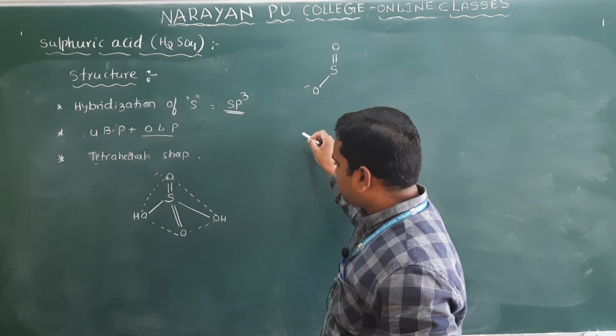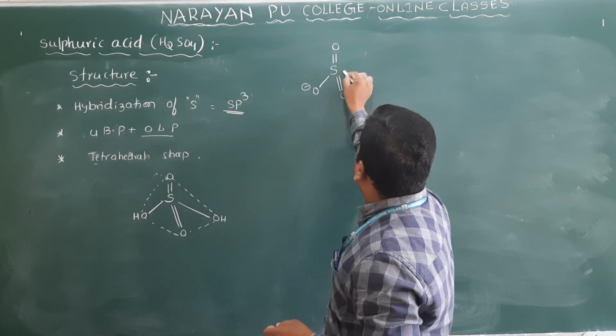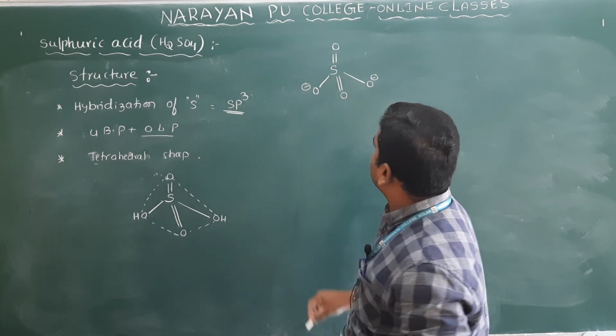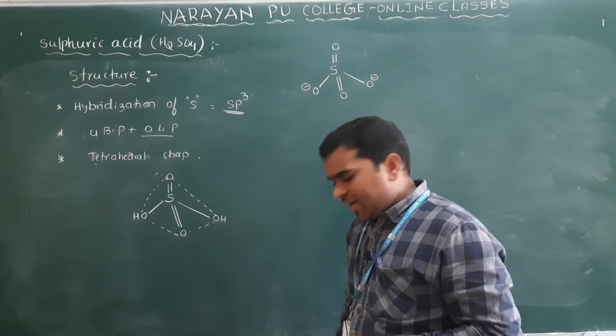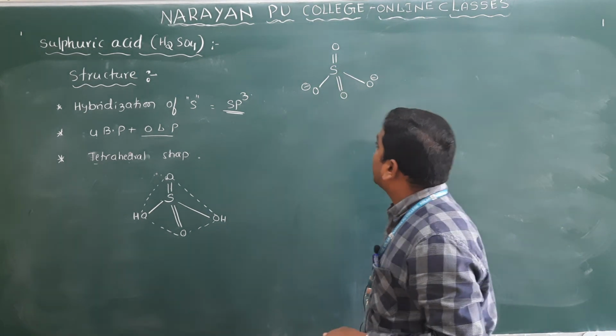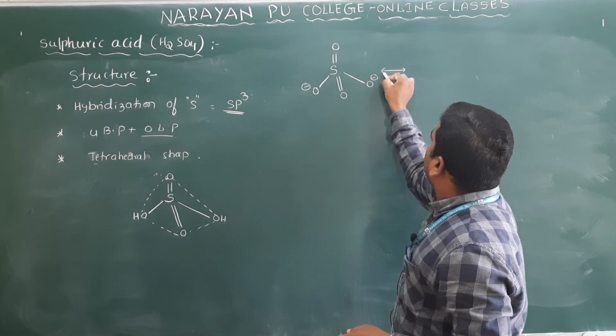There will be an O minus, and here a double bond O, and here there will be an O minus. This is the sulfate ion. Here also, what is the hybridization? sp3, and the structure is tetrahedral only, but it is involved in resonance. Clear? Why? Because it is involved in the resonance structure.